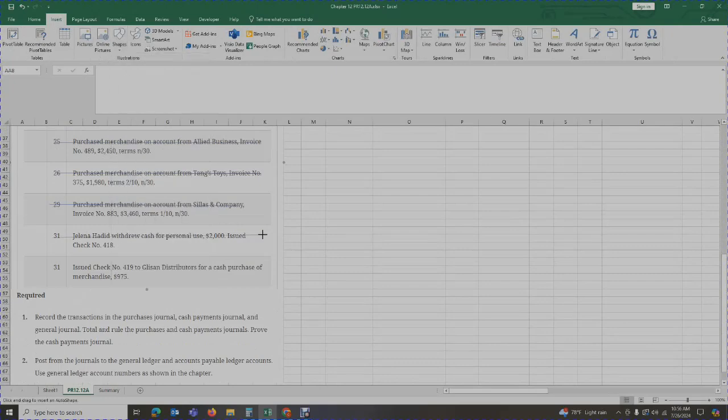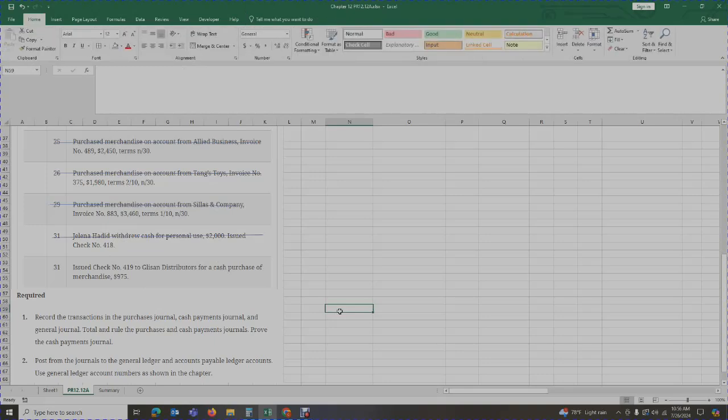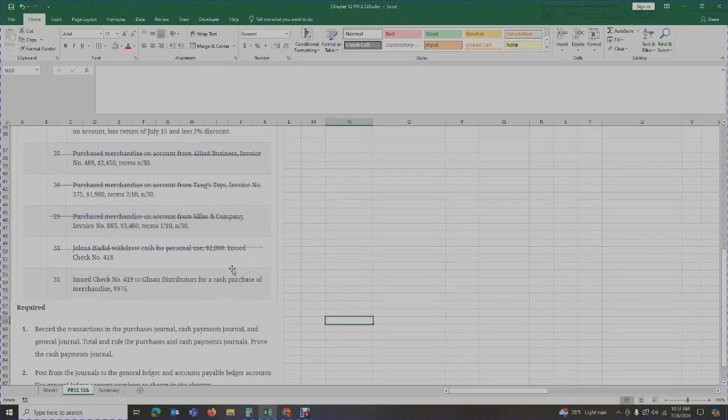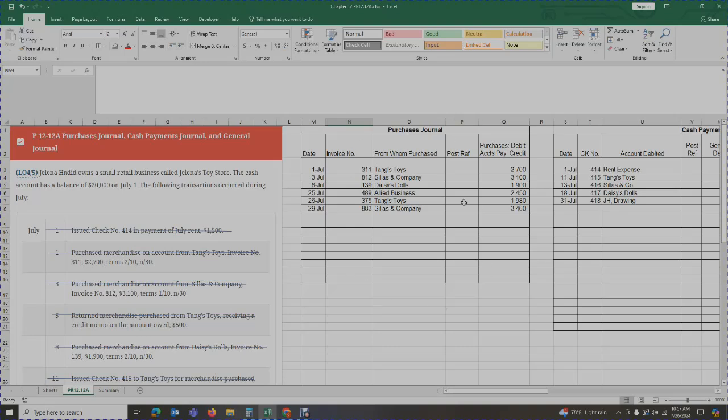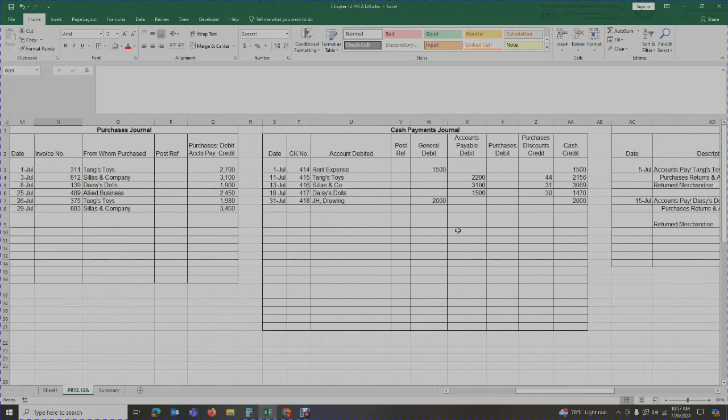We have one more transaction. So we issued check number 419 to Glisten Distributors for the cash purchase of merchandise. Now this one's a little bit tricky because they are making a purchase, but the key here is that the purchase is with cash. Under my purchases journal, the only thing I account for are purchases on account. If the purchase was made with cash, then it does not go under my purchases journal. Rather, it will go into my cash payments journal because I paid cash for those goods. So this happened on July the 31st.